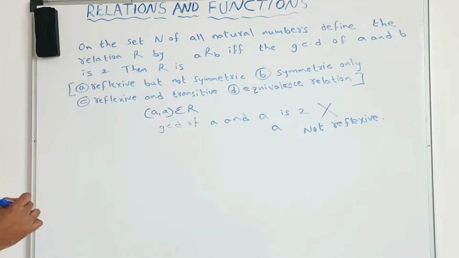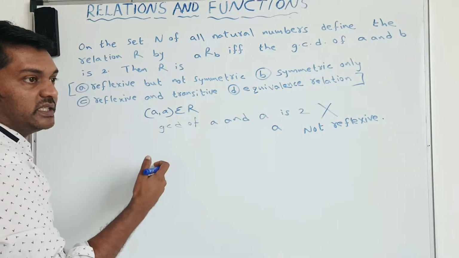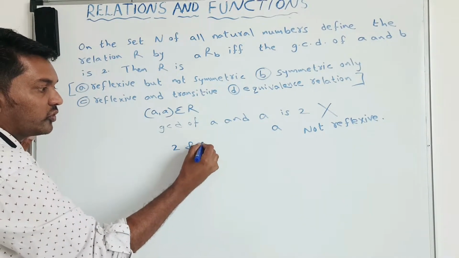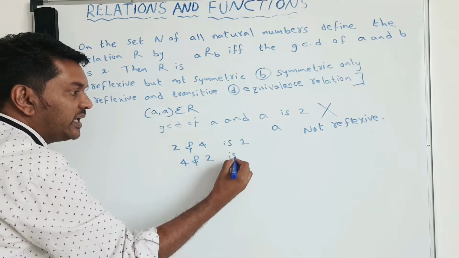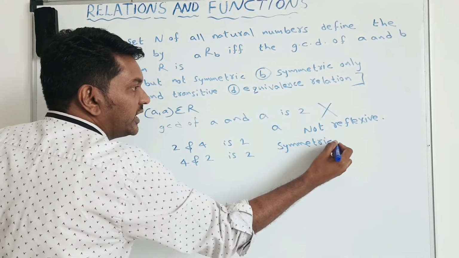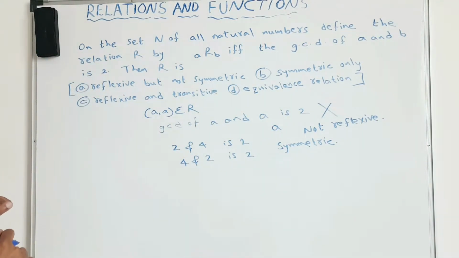Now checking for symmetric. The GCD of A and B is the same as the GCD of B and A. For example, the GCD of 2 and 4 is 2, and the GCD of 4 and 2 also will be 2. So it is a symmetric relation. So you got, it is not reflexive but it is symmetric. Now I am checking for transitive. To be transitive, if A comma B is in R and B comma C is in R, then you have to prove A comma C is available in the relation set or not.